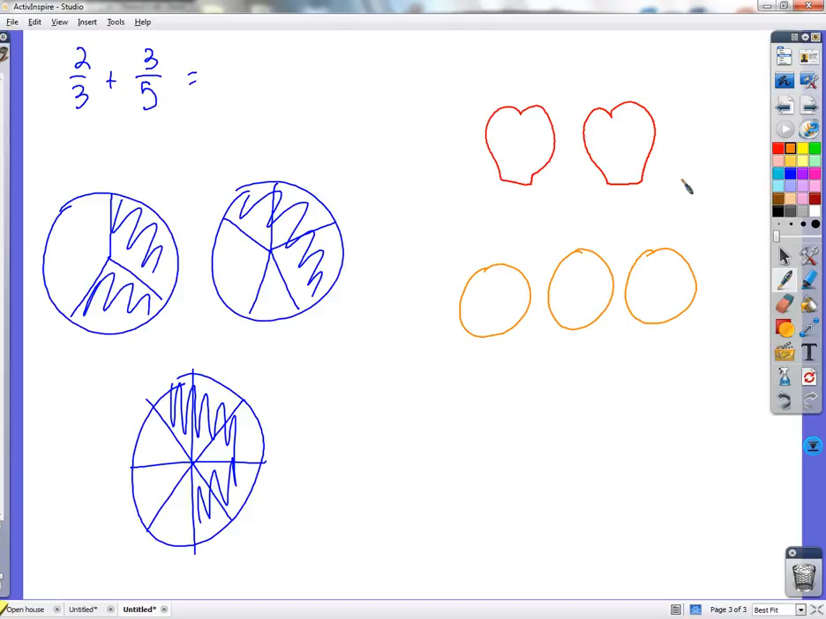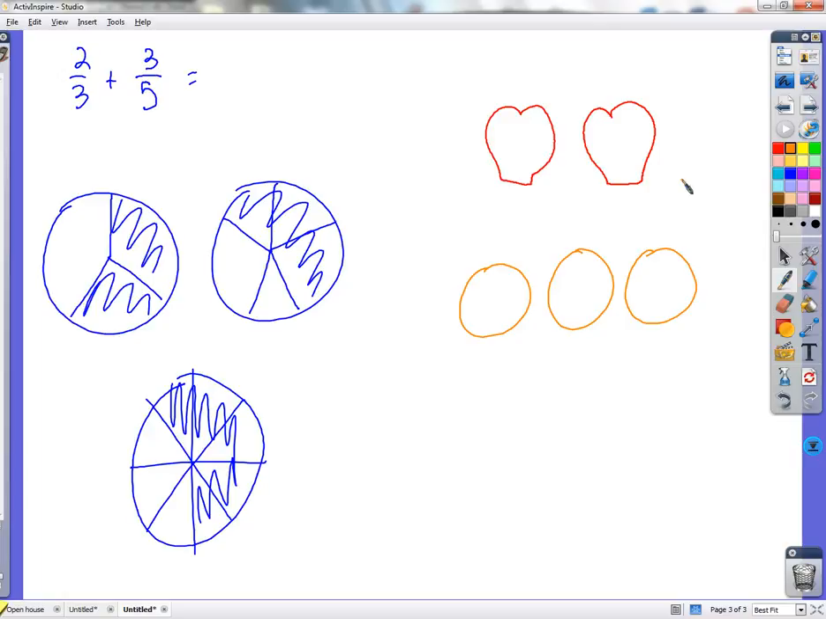Because what we're talking about is how big these things are, right? To say this is a third and this is a fifth, we're just talking about how big the pieces are. Can we make these pieces somehow the same size as these pieces? Or the pieces in this pie to be the same size as the pieces in this pie? Yes? How? No, no, I'm talking about pies. We'll apply it to fractions after we talk about it in pie.